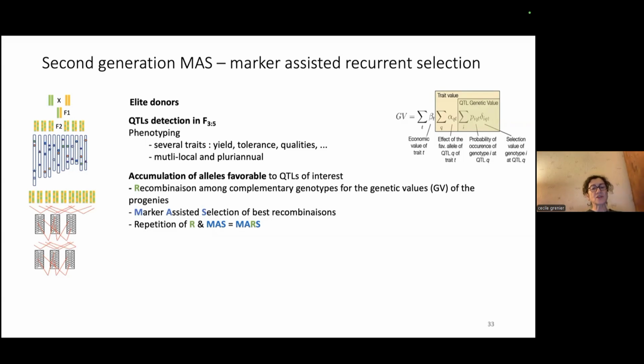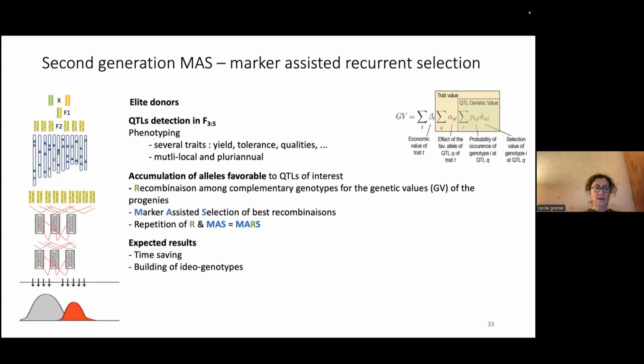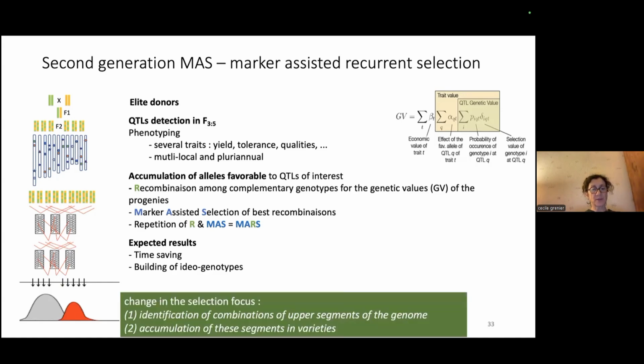So basically, this repetition will be driving your breeding program to apply the marker-assisted recurrent selection, where you will build the ideotype of interest by selecting the progenies which have the favorable alleles at all the key QTL that you want to include in your new varieties. So the expected result is to save time and to build new ideotypes. So it's really a change in focus where you identify the combination of the favorable segments of the genome, and you accumulate these segments in the new varieties.